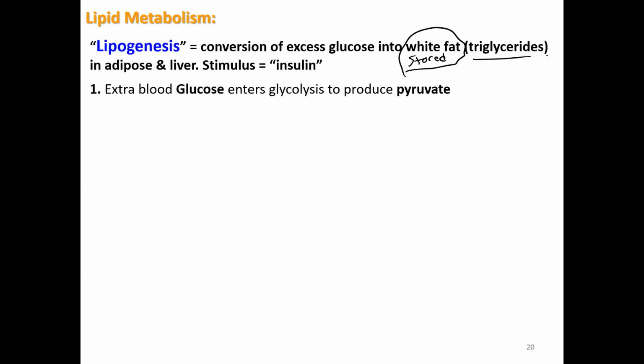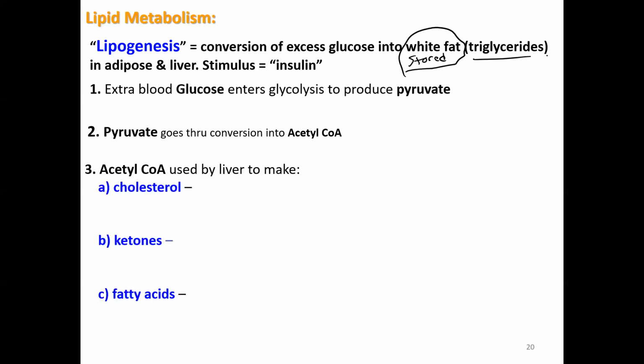So the extra glucose, what your cells don't use to make ATP, fat cells and the liver take that glucose. And look, they produce pyruvate because glucose enters glycolysis and produces pyruvate. That pyruvate, if the cells needed ATP, you know what will happen from here. But let's say they've got all the ATP they need, they're happy. The pyruvate goes through conversion to make acetyl CoA. We know that process, pyruvate conversion. The acetyl CoA can be used by fat cells and the liver to make fat.